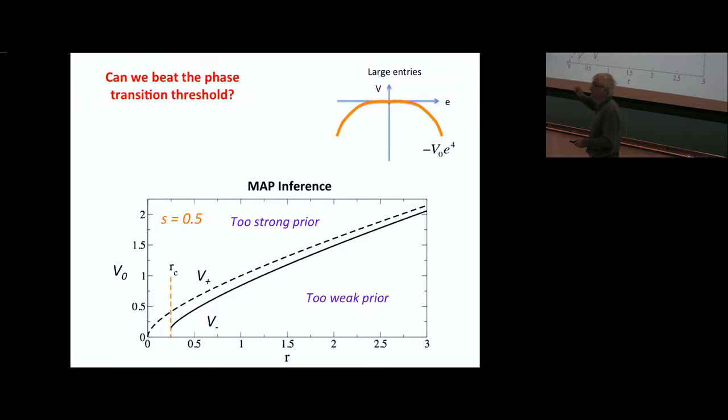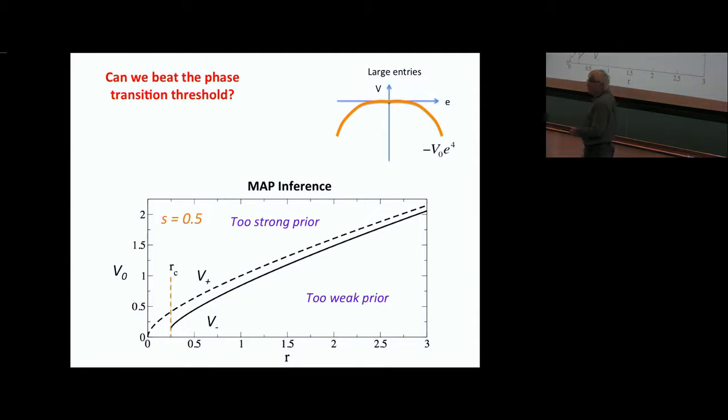The prior can help, but it's very dangerous. So let me just illustrate that. Here is R, which is the ratio N over P. That's the level of noise. Suppose S is 0.5, fixed. That's the strength of the signal. So R equal to S squared is here. Here you are in a phase where you can infer the top eigenmode, no problem. And here you're in a phase where you cannot.